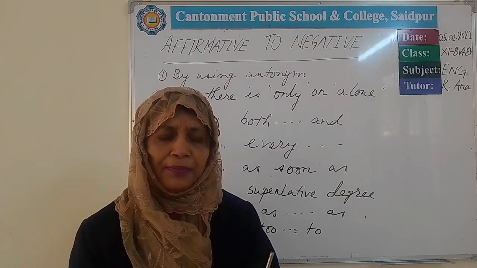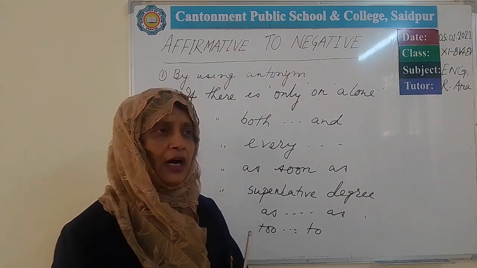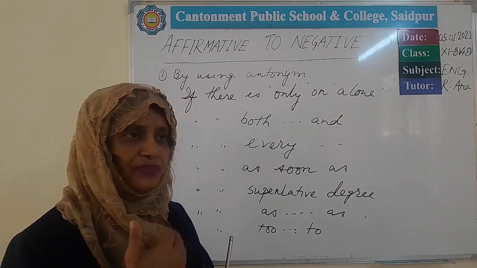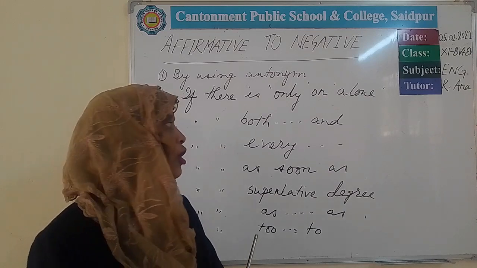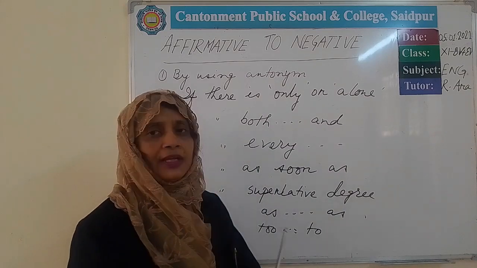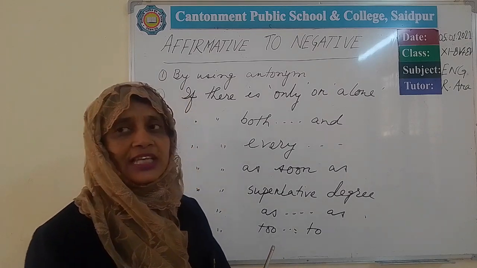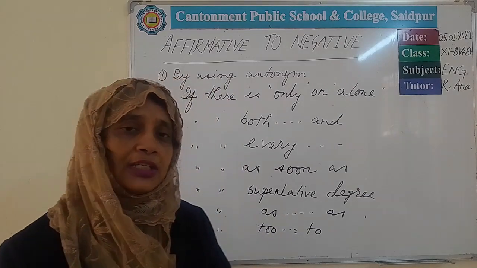This form is complicated, and especially the weaker students may not follow in this way. So the easiest way of turning every is there is no. I think this is the easiest or simplest way of turning it into negative.